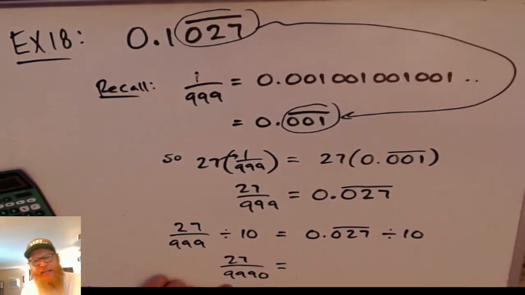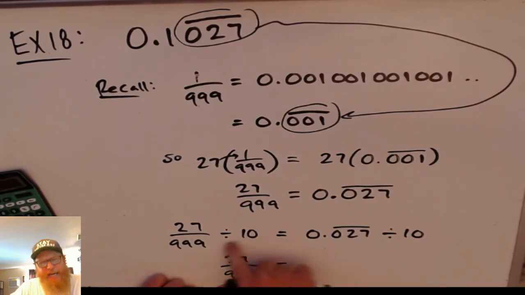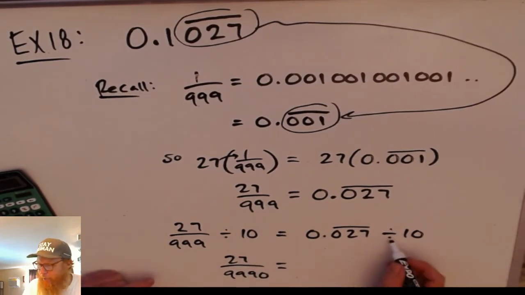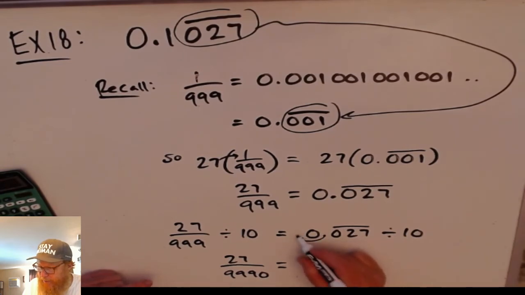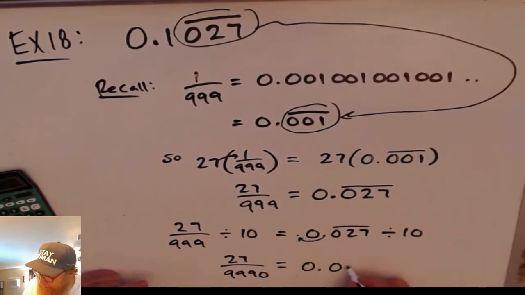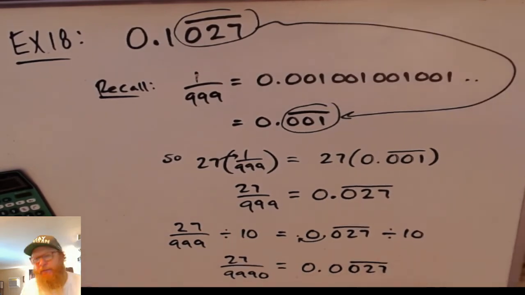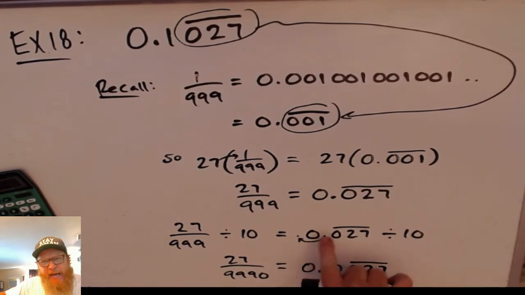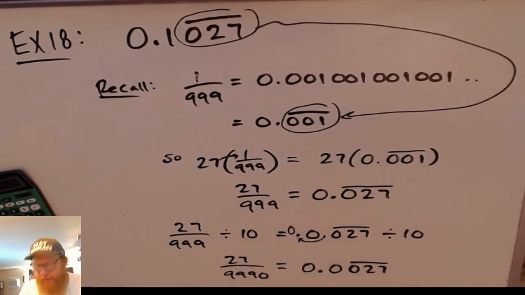9,990. Again, I'm skipping that step. I hope you've caught on to that by now. You're just multiplying the denominator by 10. And then on the right side, you're going to move the decimal place one place over. So when you divide a decimal by 10, you move the decimal one place to the left, and then add a 0 here. Right.